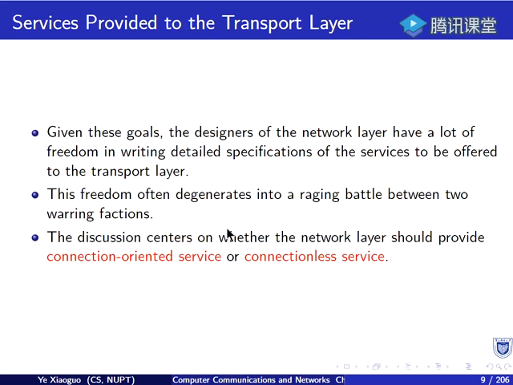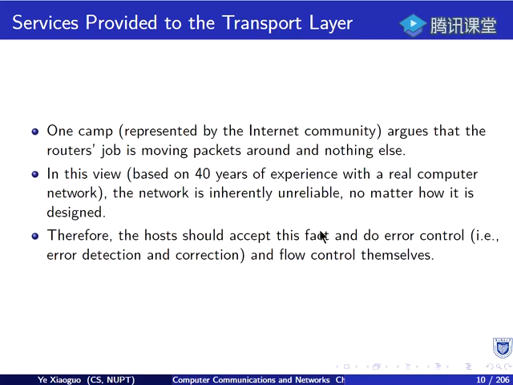Given these goals, the designers of the network layer have a lot of freedom in writing detailed specifications of the services to be offered to the transport layer. This freedom often degenerates into a religious battle between two warring factions. These two warring factions argue different viewpoints on designing the services, using connection-oriented or connectionless service. They have different opinions.